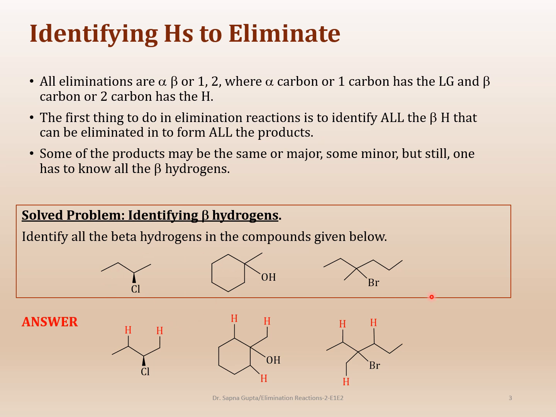Here I've given you 3 compounds, and they look straightforward enough. Identify the leaving group, which is the heteroatom. Here is the heteroatom, here is the heteroatom. Then to identify the beta protons, just look at the adjacent carbon and see if there are any hydrogens there. I've marked all the hydrogens to be eliminated in red. The one that you would forget in this case is this hydrogen.